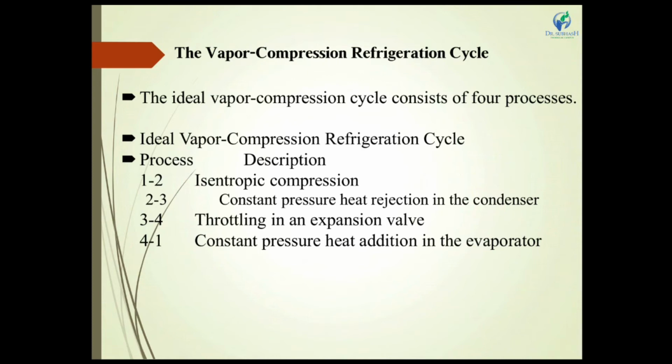The processes for the vapor compression refrigeration cycle are: process 1 to 2, isentropic compression, which occurs in the compressor. Process 2 to 3, constant pressure heat rejection in the condenser. Process 3 to 4, throttling in the expansion valve. And process 4 to 1, constant pressure heat addition in the evaporator. For the details of this structure, you can refer to our last video on the refrigeration and air conditioning system YouTube channel.